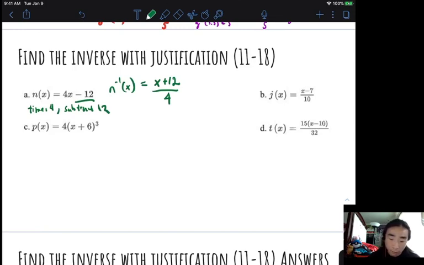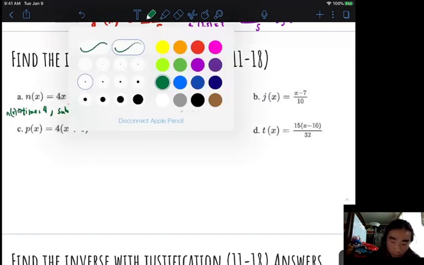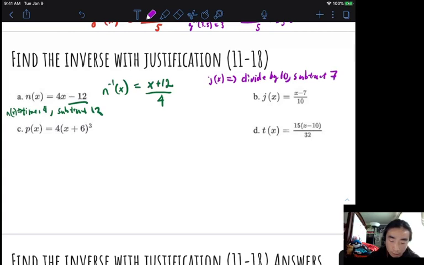For part B, let me write out the steps for the original. We have j of x. Originally, it was divide by 10, subtract 7. So then j inverse of x, we have to add 7. All this is going to be multiplied by 10. So that's the same as writing it this way. That's the answer there.